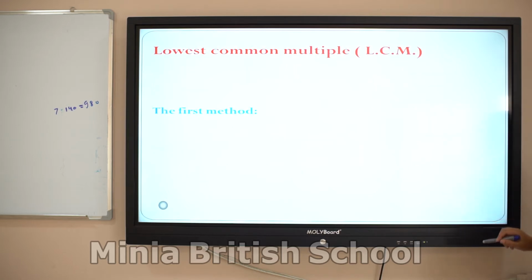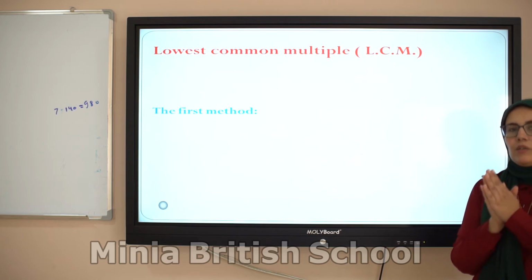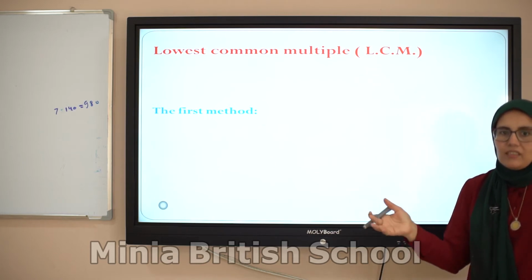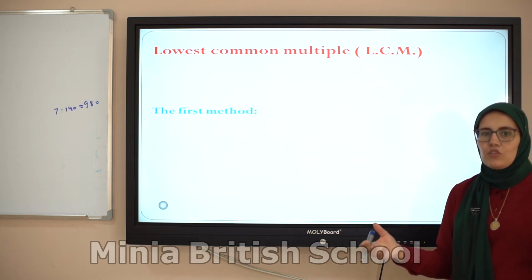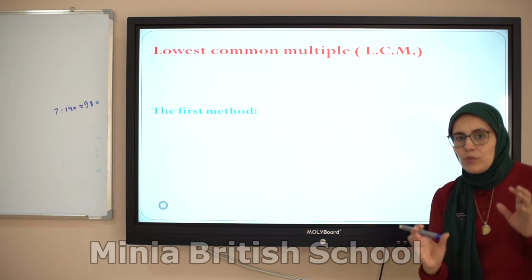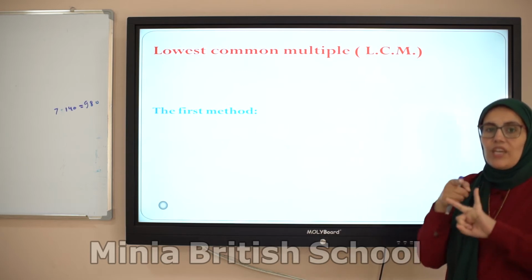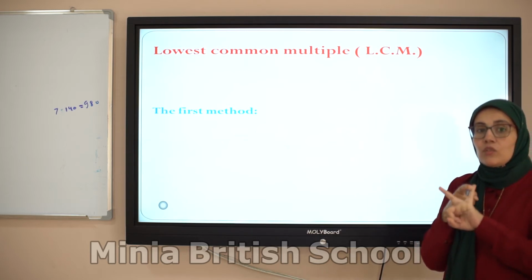Now I need the lowest common multiple. How do I find the lowest common multiple? Actually, I can't find the highest common multiple because this is unlimited. So I can't get the largest one, but I can get the smallest one, the lowest common multiple. What will I do? We have 2 methods. The first method.